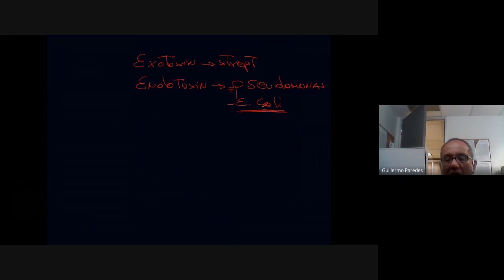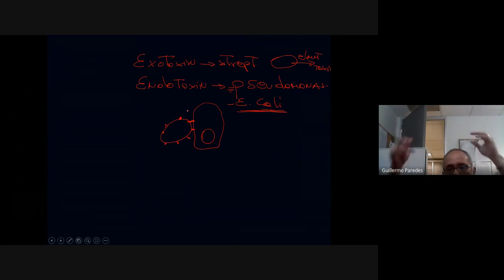The exotoxin, the bacteria, is going to eliminate a toxin. And this endotoxin is going to be in the cell membrane of the bacteria, like small knives on the bacteria. So this endotoxin is going to be in contact with the normal cell and destroy the cell. So the toxin is coming with the bacteria. It's like you are a bacteria and you have a knife here in your head, and then you touch something and you destroy whatever you touch, right? So that is the endotoxin. You okay with that?